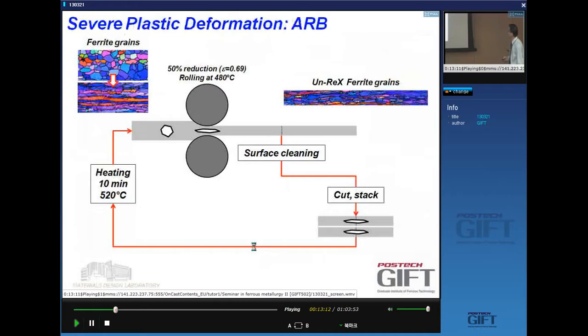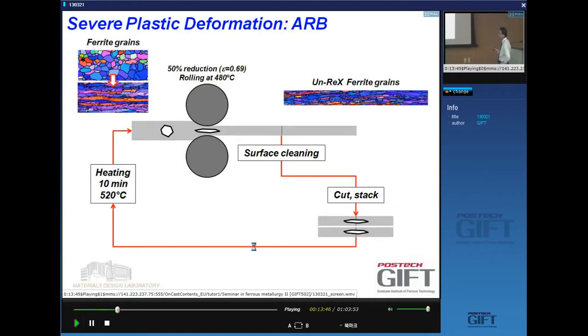So let's do a process that seems to be compatible with the industry and do some severe plastic deformation by accumulative roll bonding. So what is this technology? It's a rolling technology, so it's very compatible with standard production, more or less. What you do is you start with a microstructure, in this case an IF steel, and you pass it through your rolling stand.